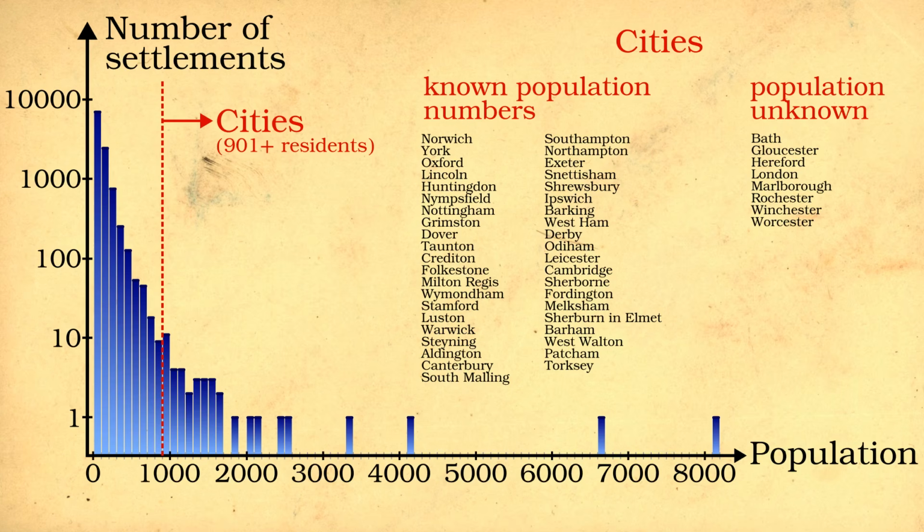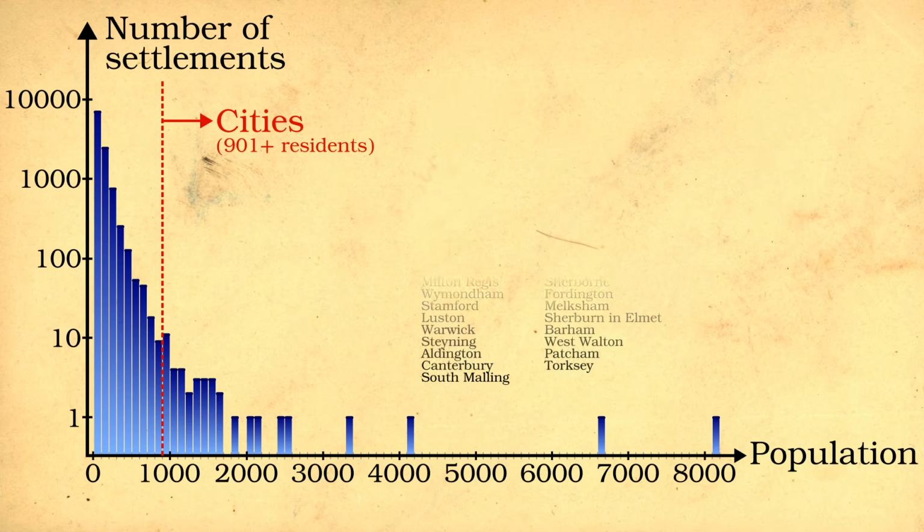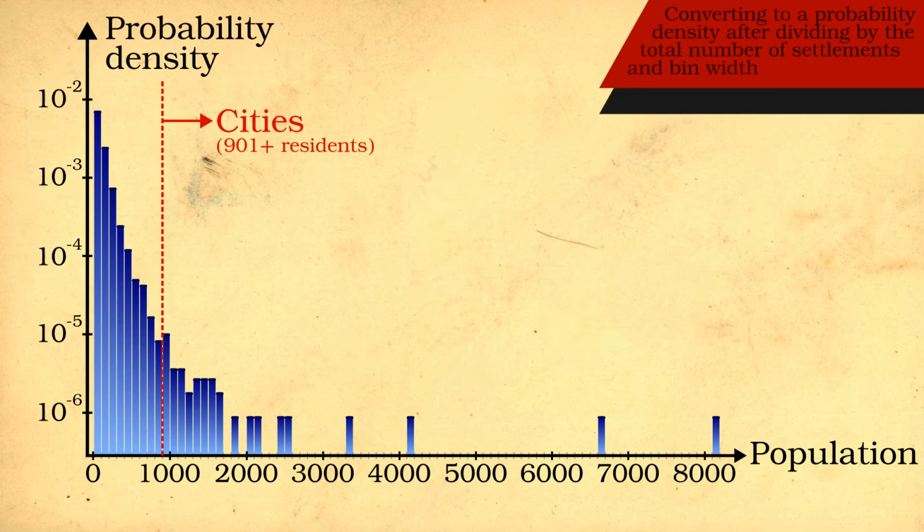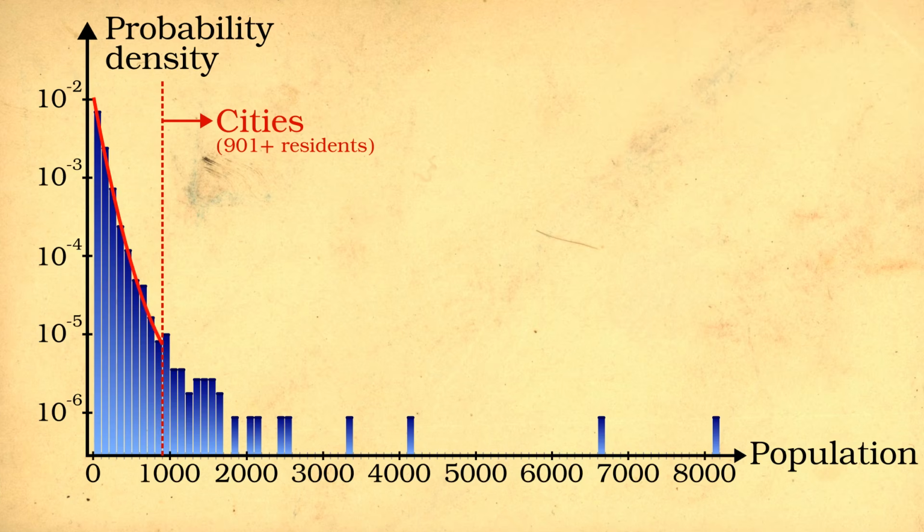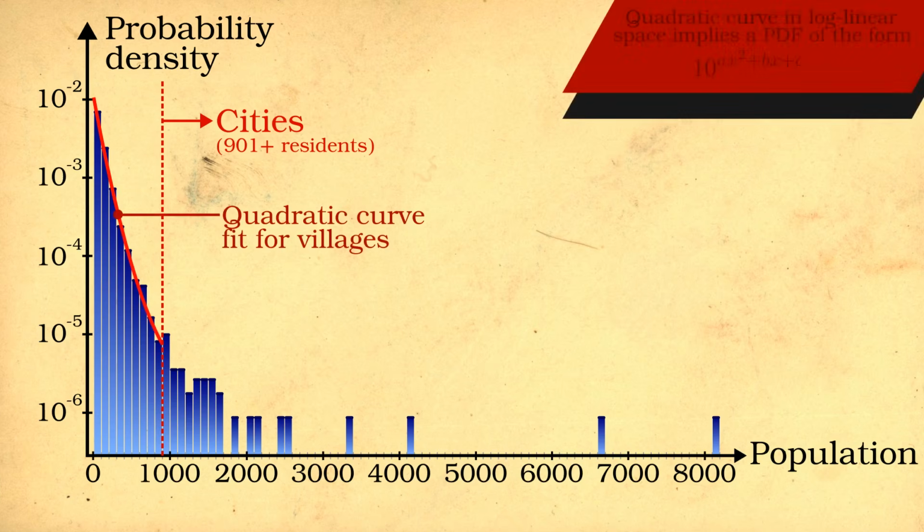Let's set these aside for now. I'll break up the chart into the part with the villages and the part with the cities and try to fit a curve to each of them, then join them up in the end. When taken as a probability density, the villages look like they lie almost on a straight line, but with a slight curve to it, so I take that to be roughly quadratic. When moving back from a logarithmic scale to a linear one, as required to make a probability density function, that would mean a curve of the form 10 to the power of ax squared plus bx plus c, where the constants are determined by a fitting routine.